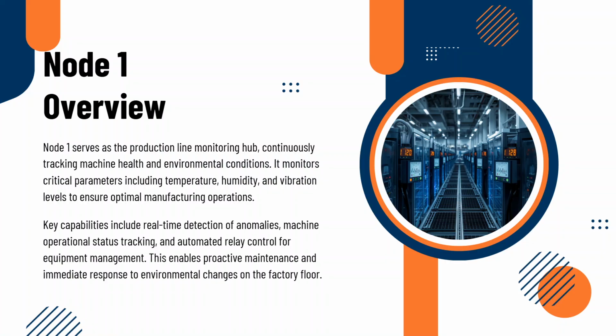Now, coming to the Node 1 overview, Node 1 is responsible for monitoring the production line. It focuses on tracking machines, conditions, and environmental parameters. The node continuously collects data and sends it to the cloud. This allows users to monitor the production line remotely. It helps in detecting problems early and maintaining smooth operations. Overall, Node 1 plays a key role in machine monitoring.